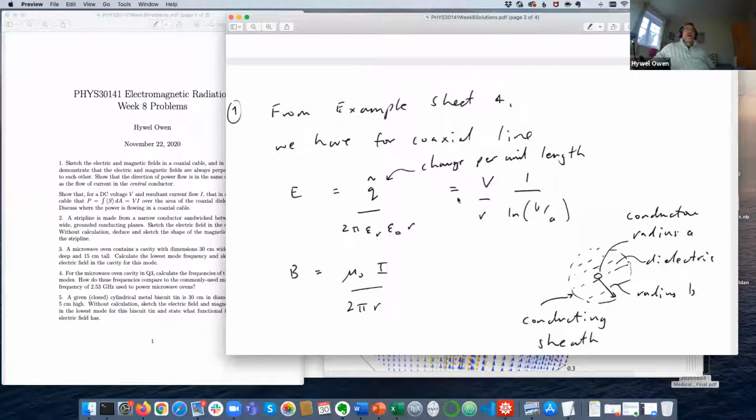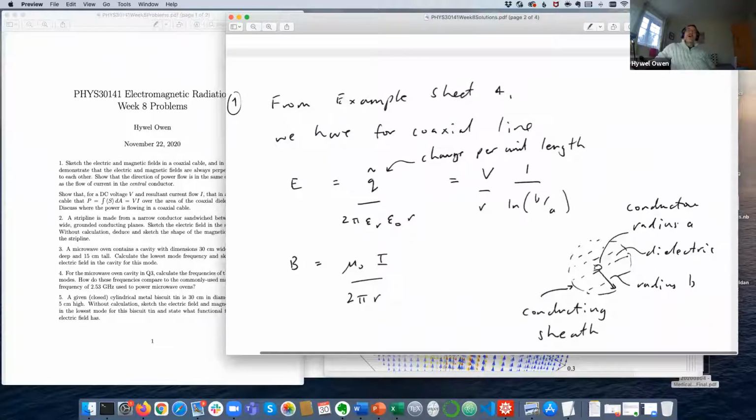And we can see that the electric field falls as 1 over r. And then there is a factor which is due to the sizes of the core and the sheath. Okay, so the core has a radius A. That's the outer radius of the core conductor. The conducting sheath lies at a radius B, and the dielectric lies at all other distances between A and B. So that's the electric field. So that's a little harder to work out than the magnetic field. The magnetic field is much simpler.